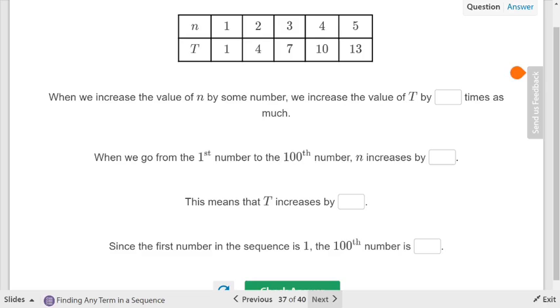Yes? Also, just to add on, the rule is also times 3 minus 2, the n times 3 minus 2. Okay. Yep. She got the rule. Sorry, guys. All right. We weren't asking that, but that's okay.